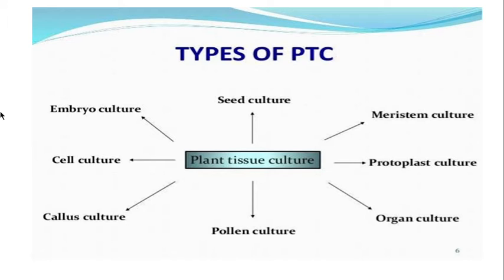Now, various types of tissue culture. In that, the first one is seed culture, embryo culture, cell culture, callus culture, meristem culture, protoplast culture, organ culture, or pollen culture. These are the different types of plant tissue culture that we are going to study.